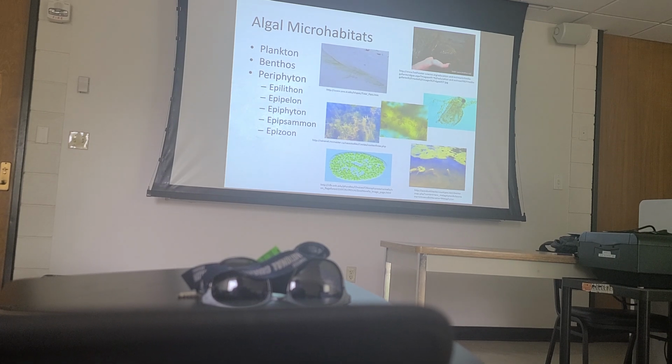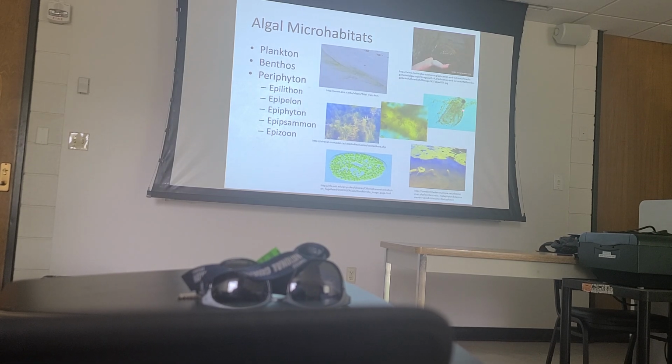Epizoon, where do you find epizoon? Animals, yeah. And as an example, we've got a lecture coming up about these little critters, but this is a cladoceran, which is a little tiny crustacean, and all these little green dots are algae living on its little carapace, its little shell. And there's one species of green alga that's only found on the backs of turtle shells.